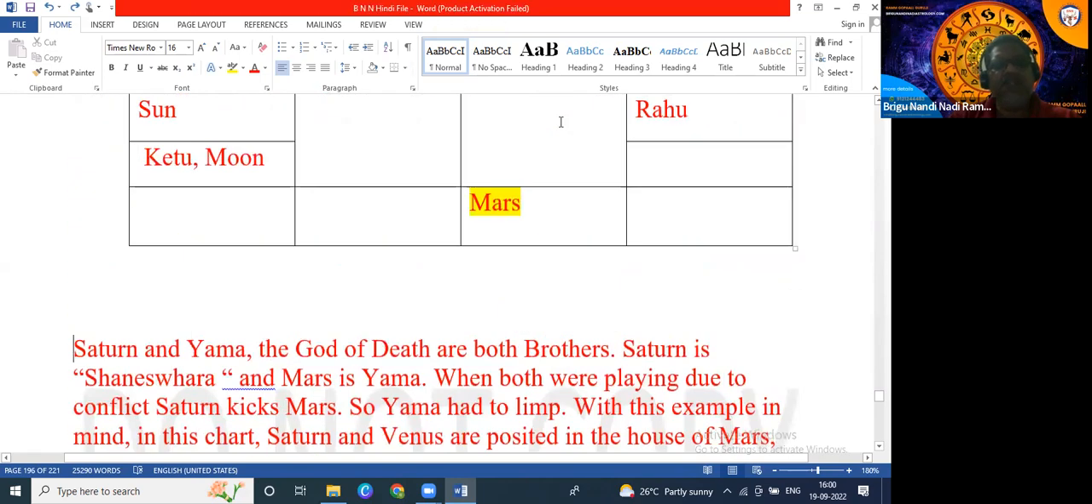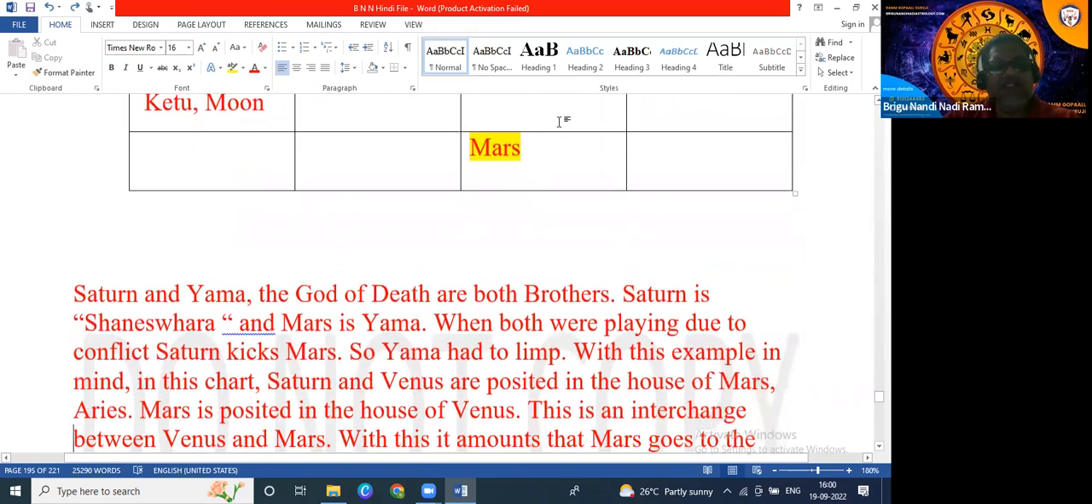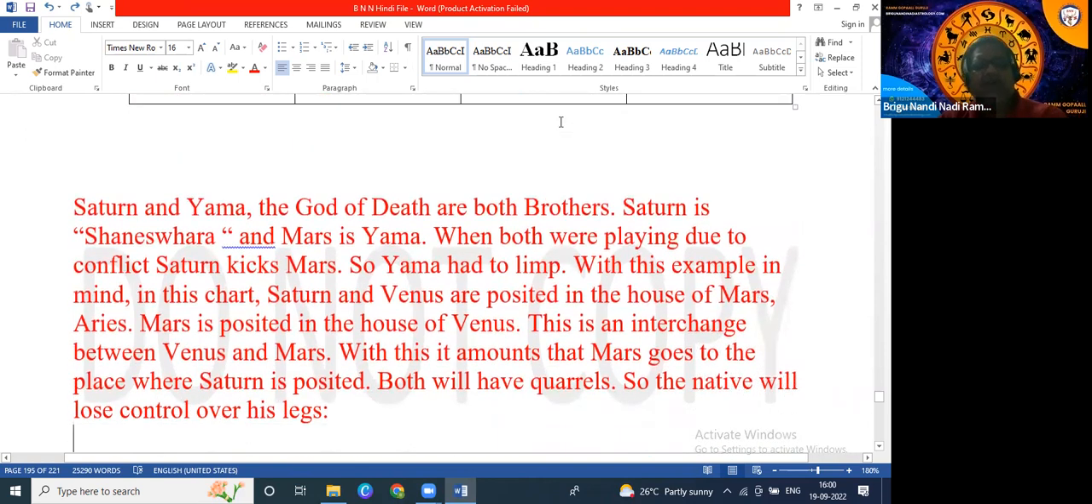Once there is a mythological story you see here, Saturn and Yama. Shani Bhagavan and his brother Yama, both are brothers. Saturn is Shanishwara and Mars is Yama. When both were playing, due to conflict, Saturn became angry and kicked Mars. So Yama had to limp. So he went by limping.